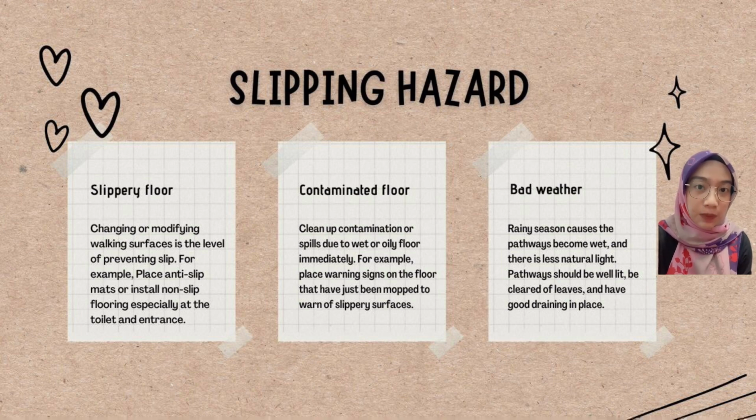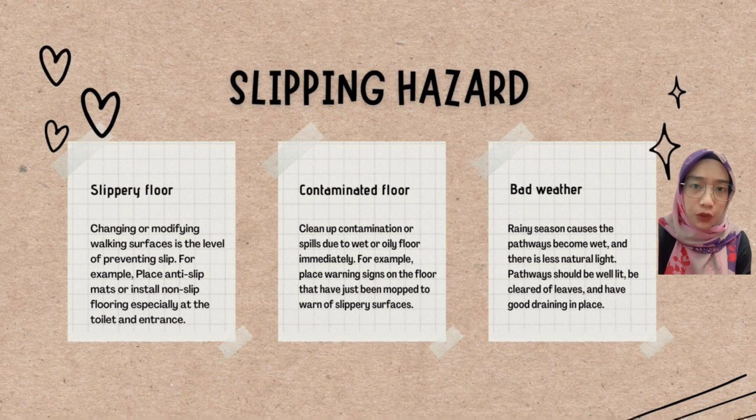The second one is bad weather. Traction on outdoor surfaces can change considerably when weather conditions change. Rainy season can cause the pathway to become wet and there is less natural light. Pathways should be well lit, be clear of clutter, and have good drainage in place.